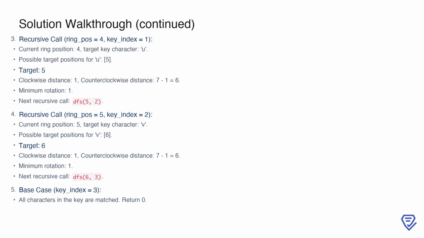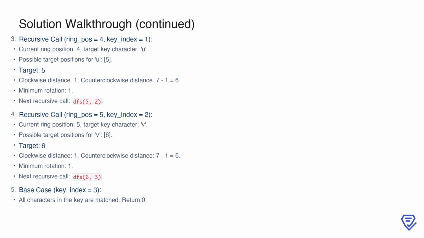At ring position 4 and key index 1, the current target character is U, located at position 5. The clockwise distance is 1, and the counterclockwise distance is 6. The minimum rotation is 1. We then advance to the final character in the key by making a recursive call to DFS(5, 2).